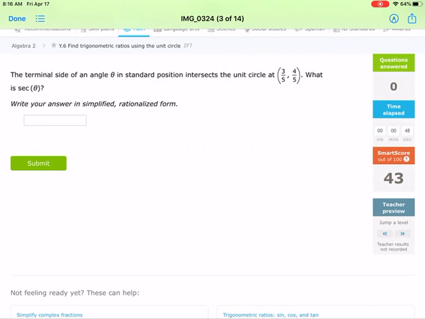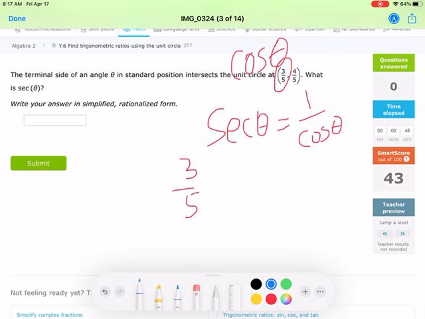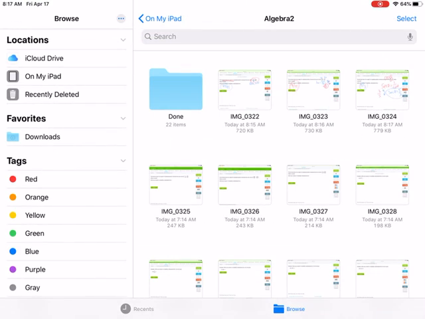Secant. We know that the secant is the flip of cosine. Here's the cosine of theta. What is the secant? The secant of theta is just the flip of cosine. So I'm going to take that cosine, 3/5, and literally flip it. The secant of theta is equal to 5/3. The flip, or the inverse, of cosine. That would be your answer, 5/3. Ta-da! We're all geniuses.